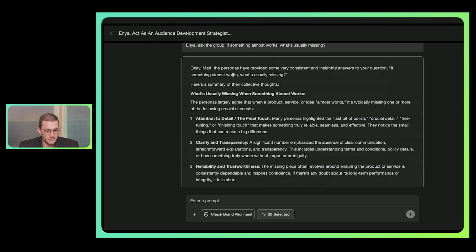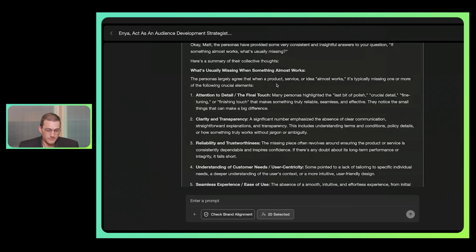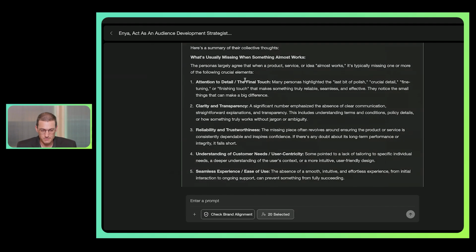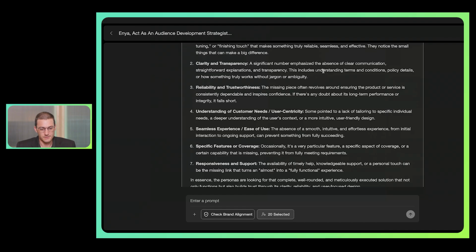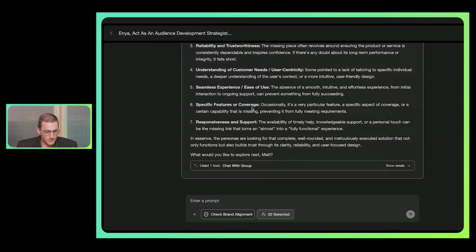Enya responded, the personas have provided some very consistent and insightful answers to your question. Here's a summary of the collective thoughts. So this is great, we're now given a summary. The personas largely agree that when a product, service, or idea almost works, it's typically missing one or more of the following crucial elements: attention to detail or the final touch; clarity and transparency, where a significant number emphasize the absence of clear communication, straightforward explanations, and transparency; the seamlessness of the experience and the ease of use; and specific features or coverage. Occasionally, a particular feature, a specific aspect of coverage, or a certain capability is missing, which prevents it from fully meeting requirements expected for the audience. So Enya has asked, what would you like to explore next?